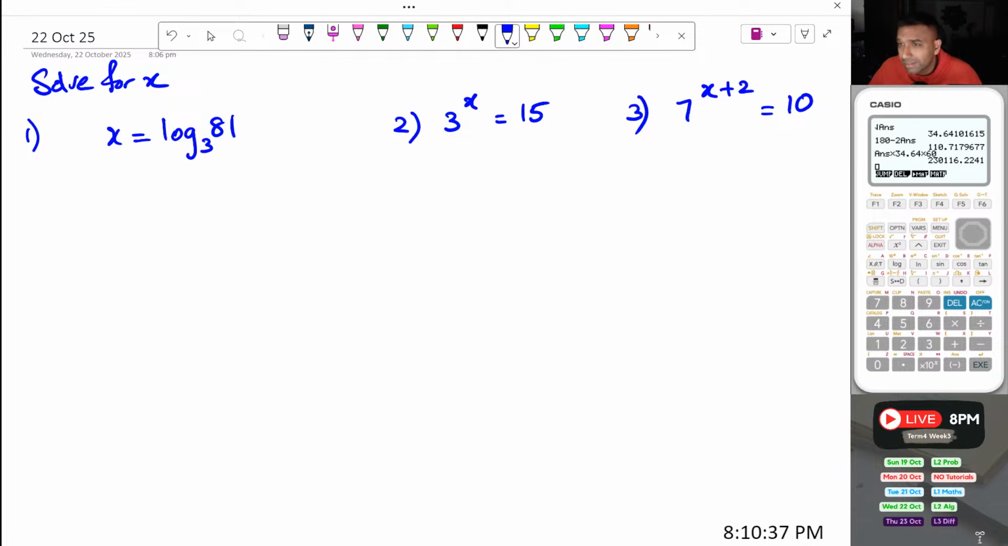Now, some people, if you're doing algebra from last year, you'd probably remember this. The way we write this question is just 3 to the power of x is equal to 81. So you don't even need to do logs, because you can just go x is equal to 4, if you remember that 3 times 3 times 3 times 3 is equal to 81.